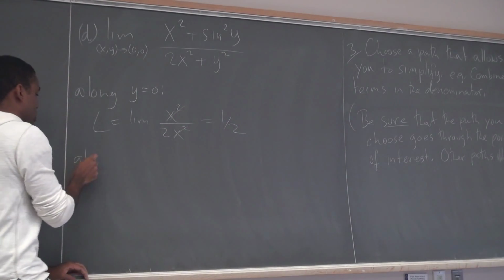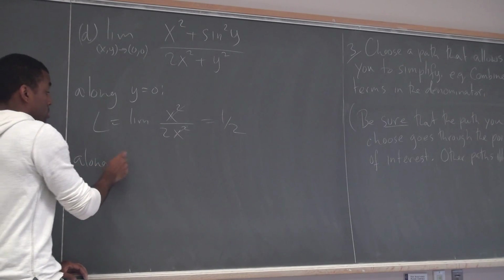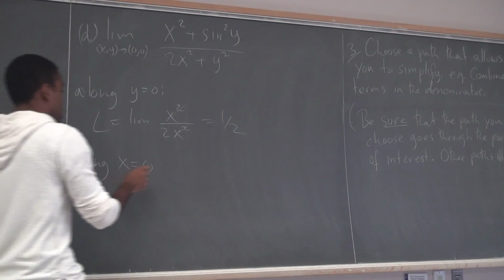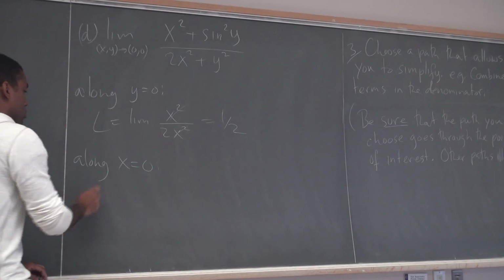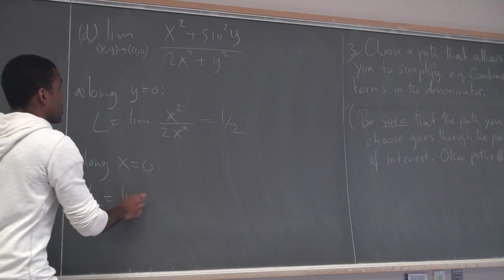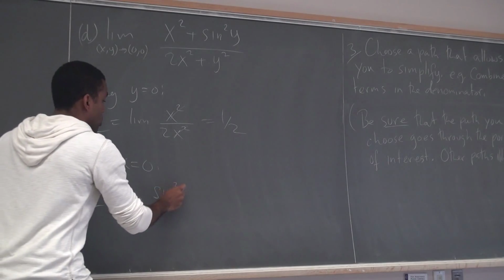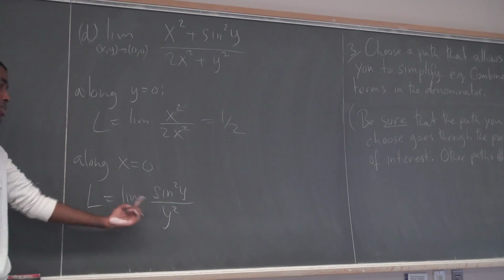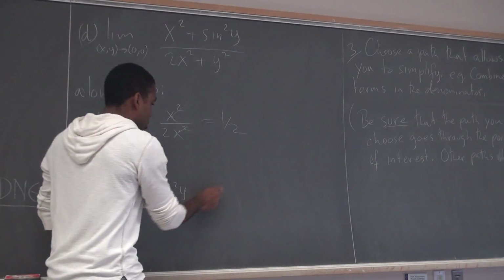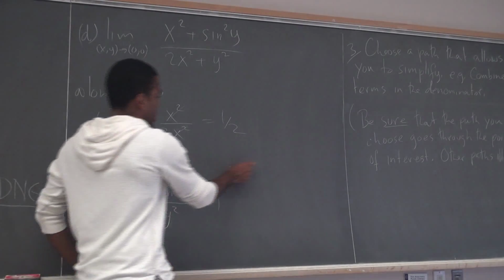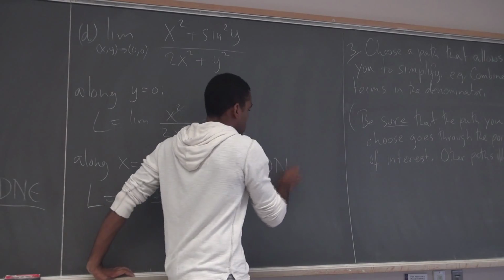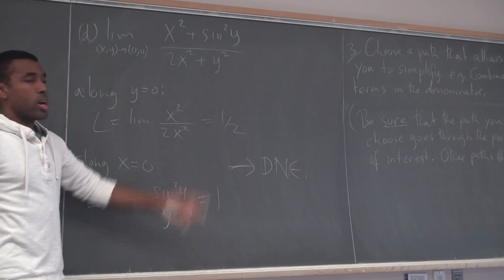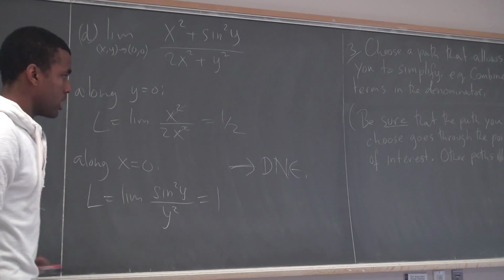Give me another path. X equals 0 seems like another nice path, right? What would my limit be in this case? It'd be sine squared y over y squared, which, remember that sine y over y as y goes to 0 is 1. That's a special trig limit. So the limit does not exist. You could have also chosen x equals y, and you would eventually be able to get a different answer as well.